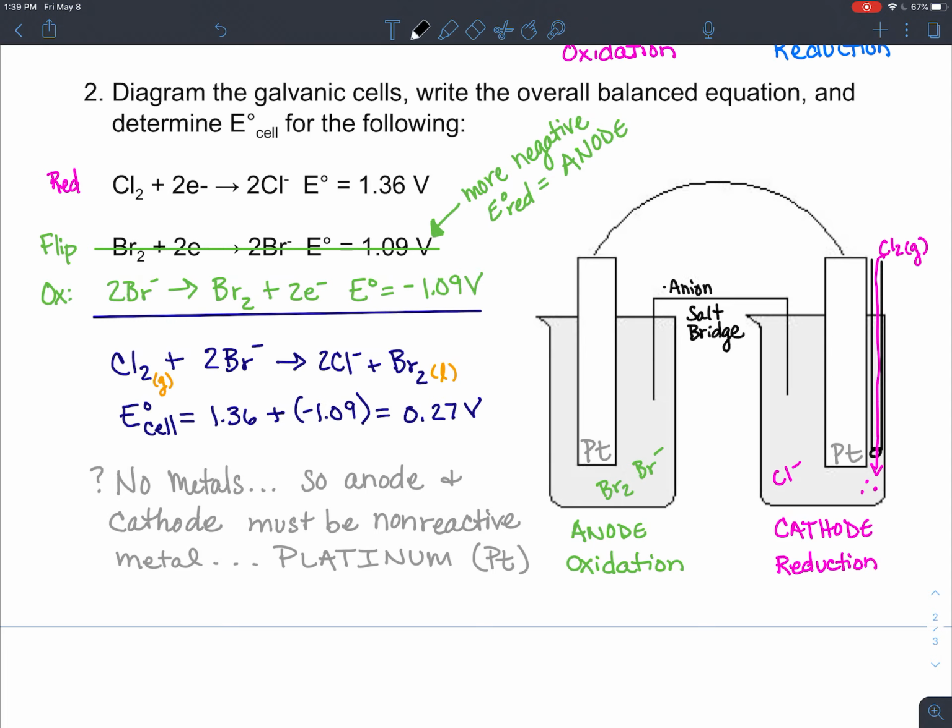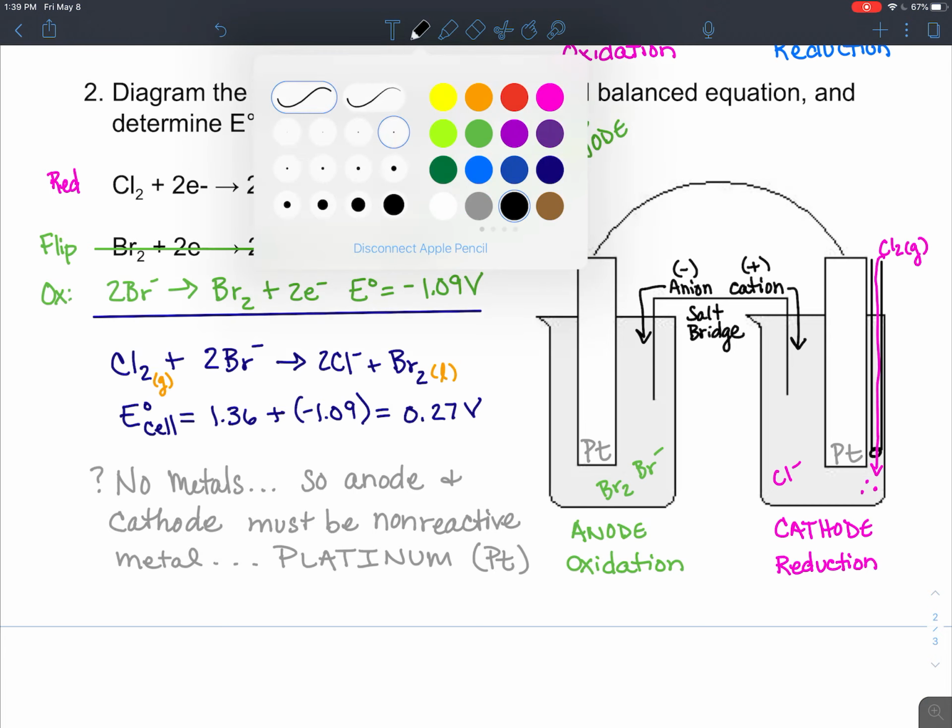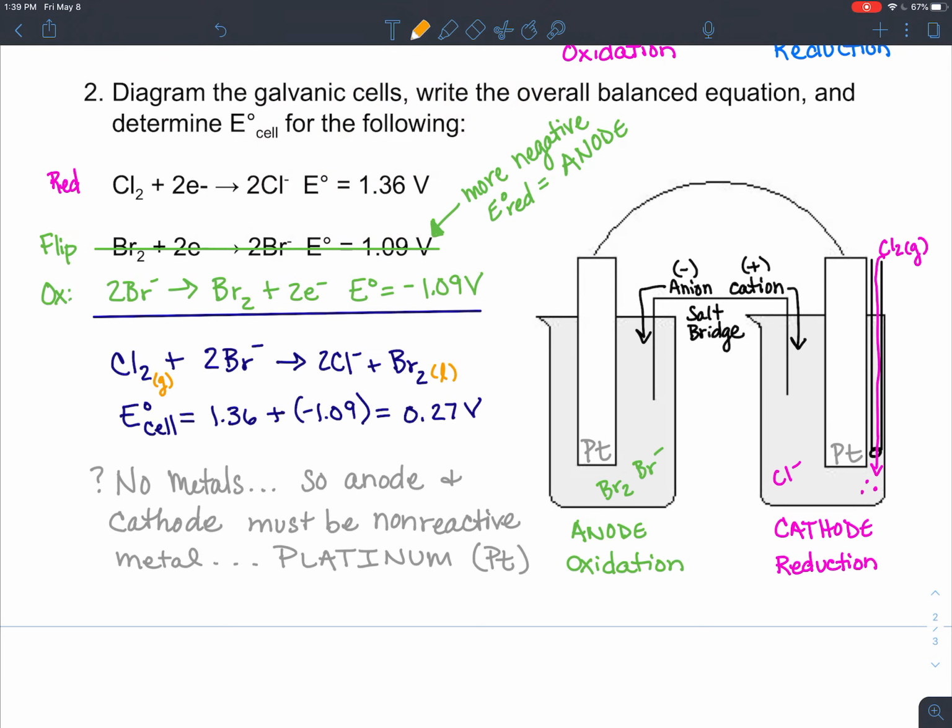Okay, our anions are going to go to the anode side. Our cations are going to go to the cathode side. And then the final question, which direction do the electrons travel? Of course, they are going to go from the anode to the cathode. So our electrons are traveling this direction.